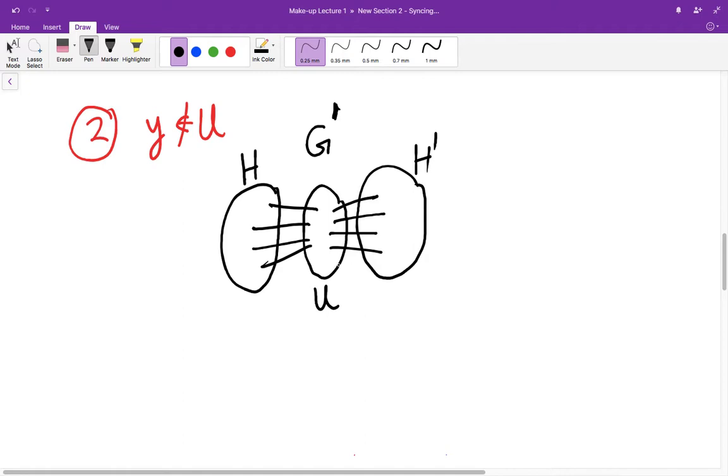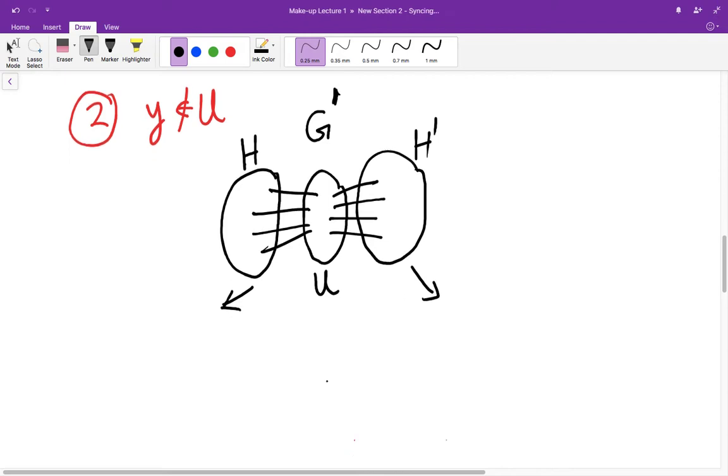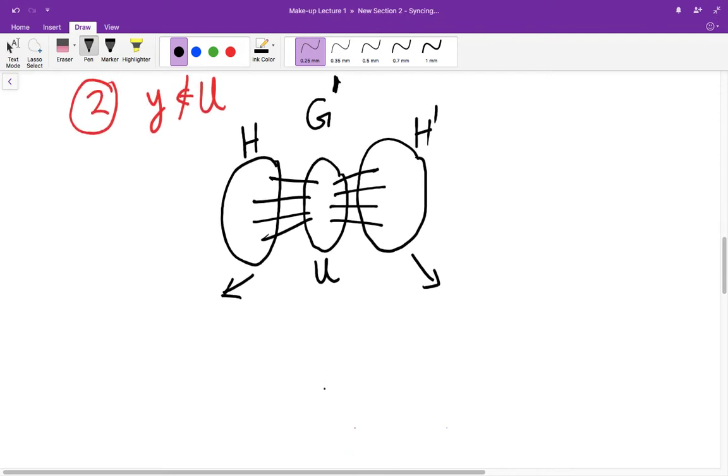There could be other components because when a graph is disconnected, it will have at least two components. So let's say these are two of the components after deleting U from G prime. Well, where is the vertex Y? There are two possibilities. Either Y is by itself one component after deleting U, or Y can be connected to somebody else in one component after deleting U. Let me draw the pictures of these two possible cases.